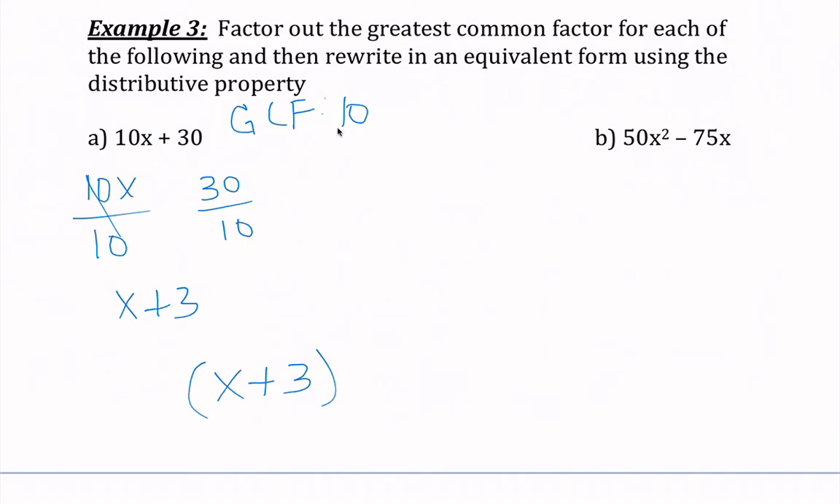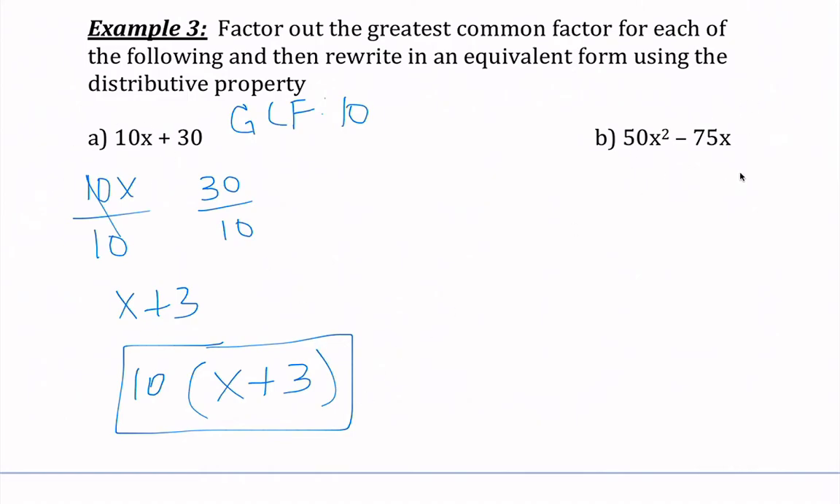But we're going to put our greatest common factor that we pulled out, that we divided everything by, out front here. So my greatest common factor is a 10. So 10x plus 30 is the same thing as 10 times x plus 3. If I would distribute, I would get this same thing. But all we did was find the greatest common factor and pulled it out. All right, let's try this one.